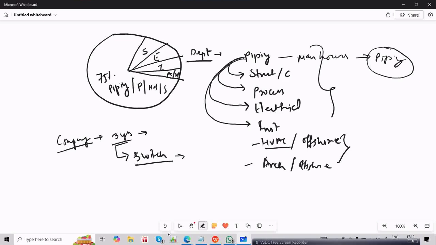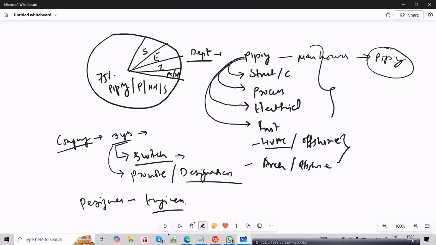until and unless in these 3 years or after the 3 years they promote you to a different designation. If they are not promoting you, for example, if you started as a designer and if they make you engineer, then it's okay. If they make you designer to senior designer, it is better to switch and apply for the senior designer post in a different company.